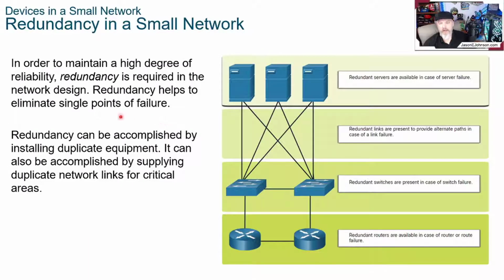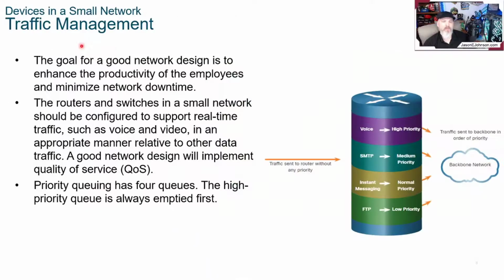Now, redundancy in a small network. It is expensive to create redundancy. So in order to maintain a high degree of reliability, redundancy is required in a network design. It does help eliminate single points of failure. Redundancy can also be accomplished by installing duplicate equipment, and it can be accomplished by supplying duplicate network links for critical areas. Traffic management. The goal of a good network design is to enhance the productivity of the employees and minimize network downtime.